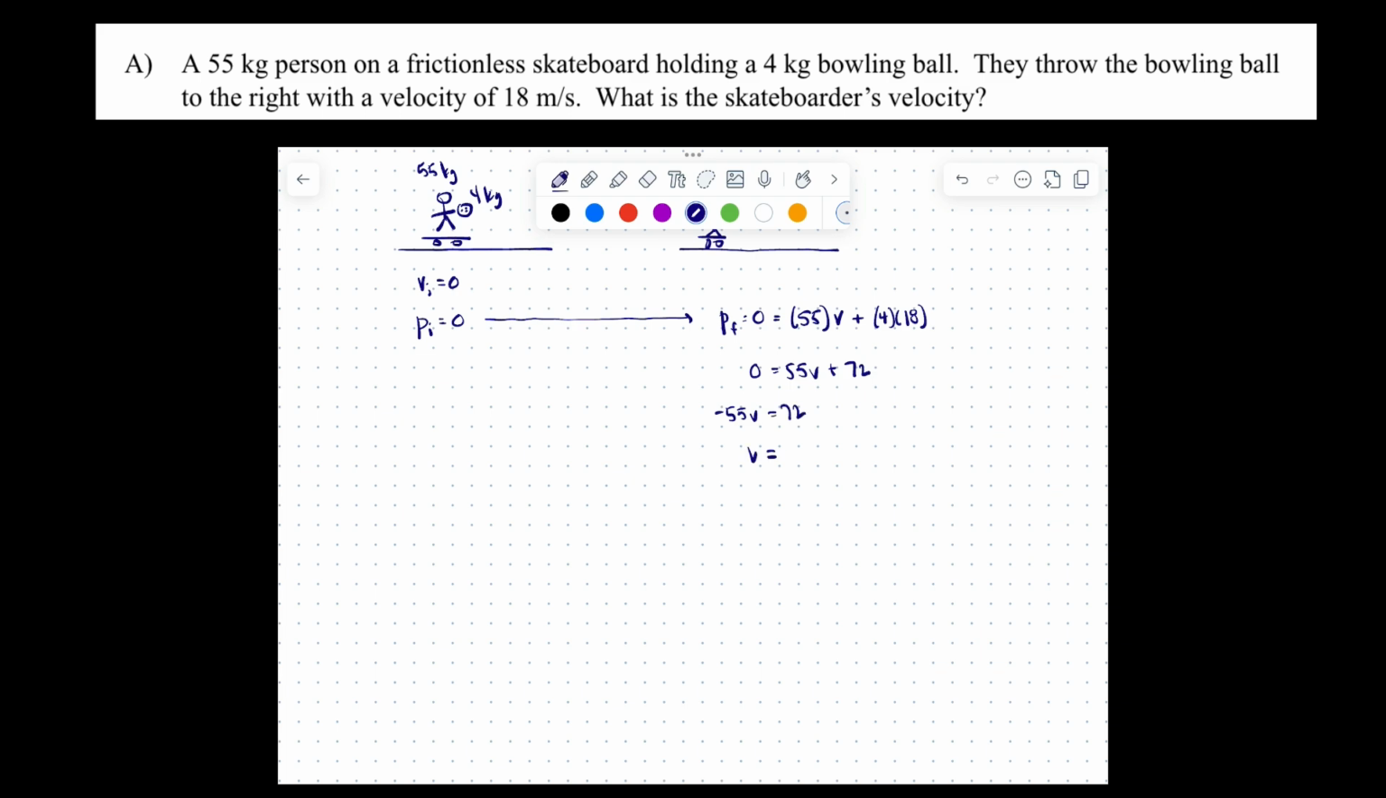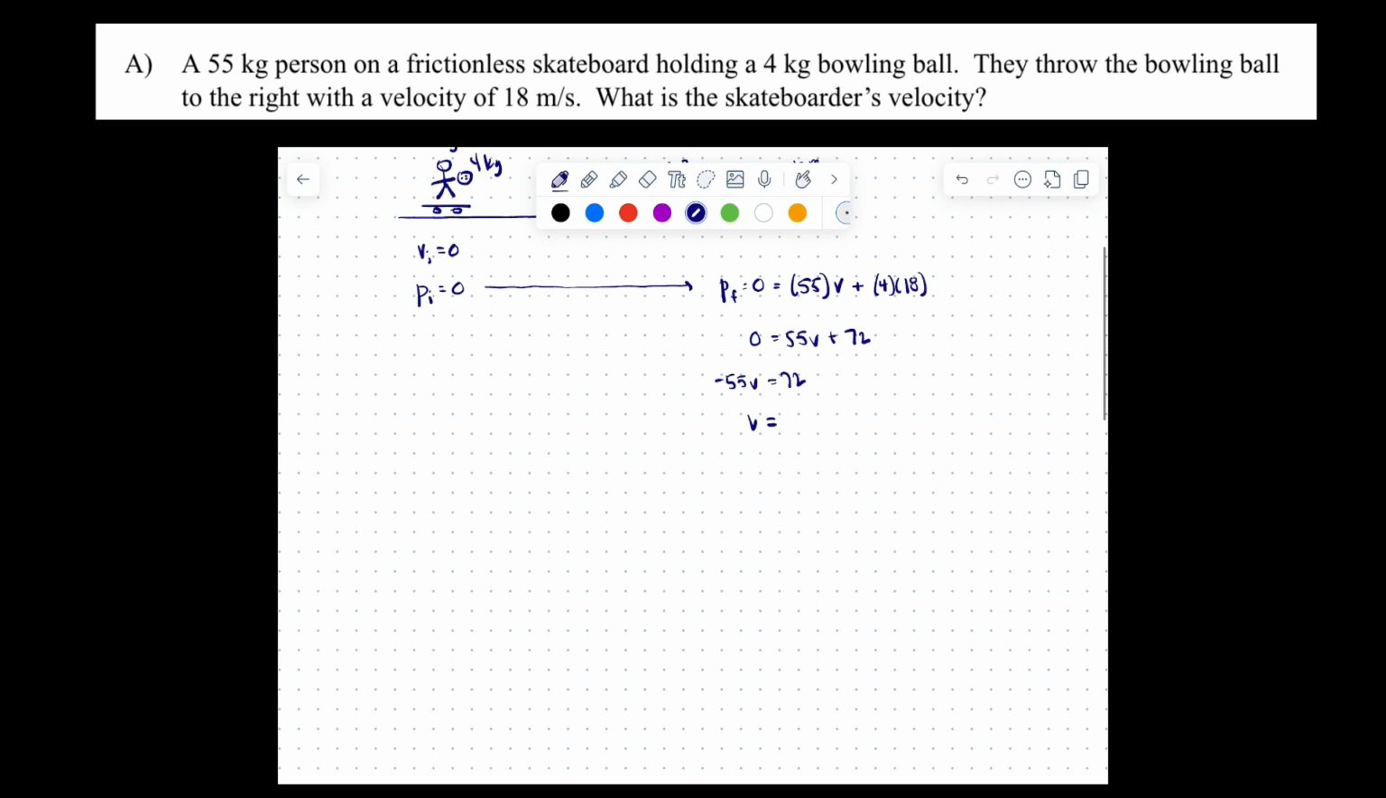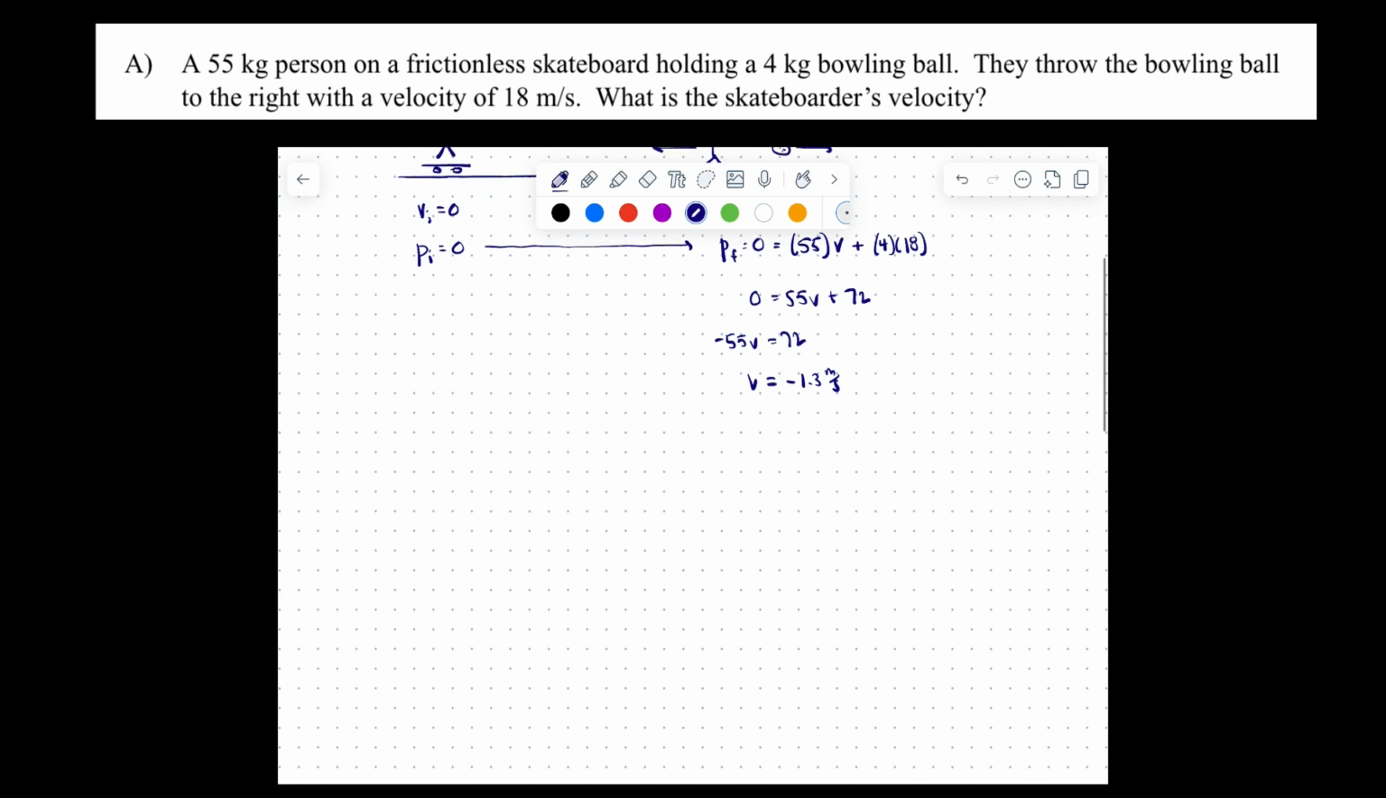72 divided by negative 55, or negative 1.3 meters per second. And the negative sign just indicates that the person is moving to the left. So you could say their velocity is negative 1.3 meters per second, or their velocity is 1.3 meters per second to the left. Either one of those would be fine.